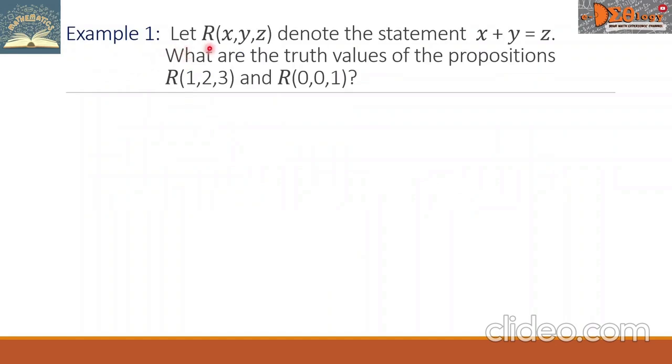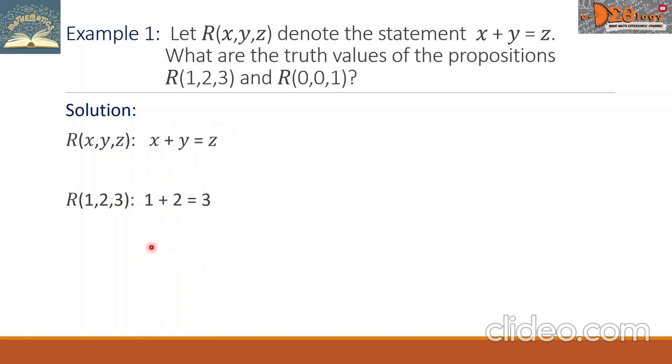Example 1. Let R of x, y, and z denote the statement x plus y equals z. What are the truth values of the propositions R of 1, 2, 3 and R of 0, 0, 1? Let us write the given, R of x, y, z, that is x plus y equals z. Now let's evaluate R of 1, 2, and 3. Remember, the number 1 corresponds to the x, the number 2 corresponds to the y, and the 3 corresponds to the z. Let us substitute the corresponding values in the equation.